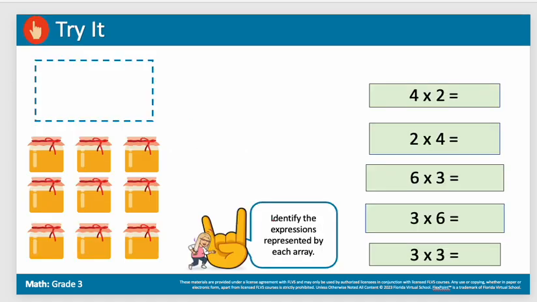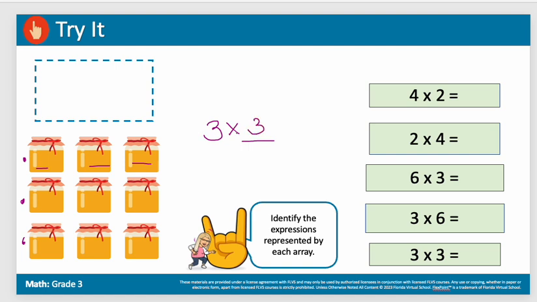Let's go ahead and take a look at my next one, okay? So this says, hey, identify the expression represented by each array. So here's my array. Okay, so first I'm going to start with the row. How many are in the row? So that's going down. So 1, 2, 3. So this is saying I have 3 groups of the number what? Well, how many are in the row? So there's 1, 2, 3.